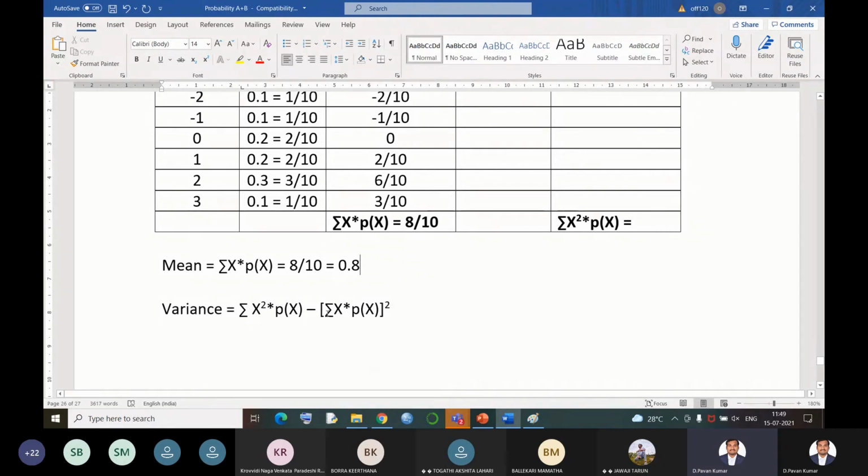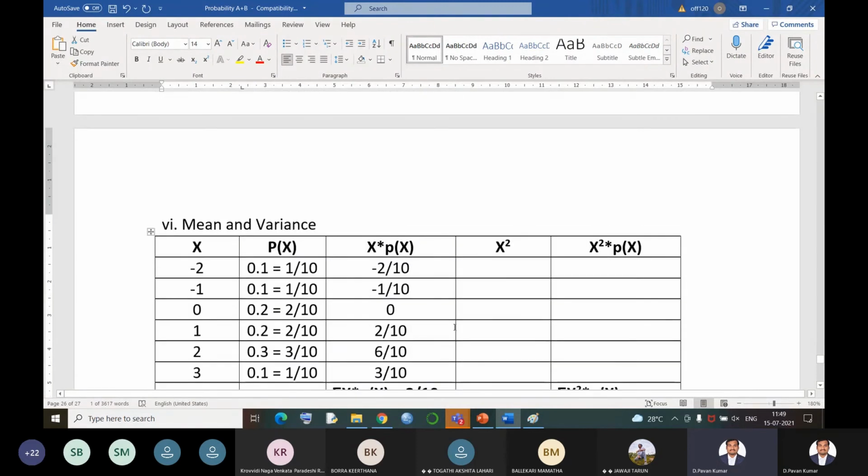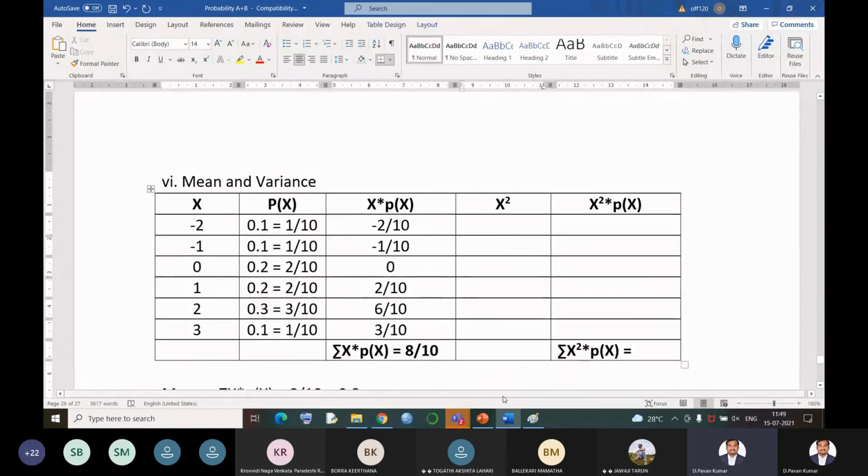So to find out the variance, our second part is already done. That means summation x into p of x whole square, 0.8 square, you can substitute over there. To find out the first part, summation x square into p of x, now let us find out x square values. -2 into -2 becomes 4. Next 1, 0, 1, 4 and 9. Square of these x values. After that, multiplying x square into p of x values.